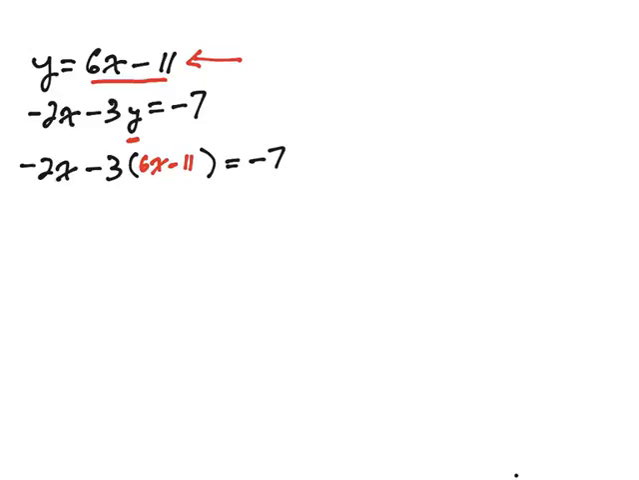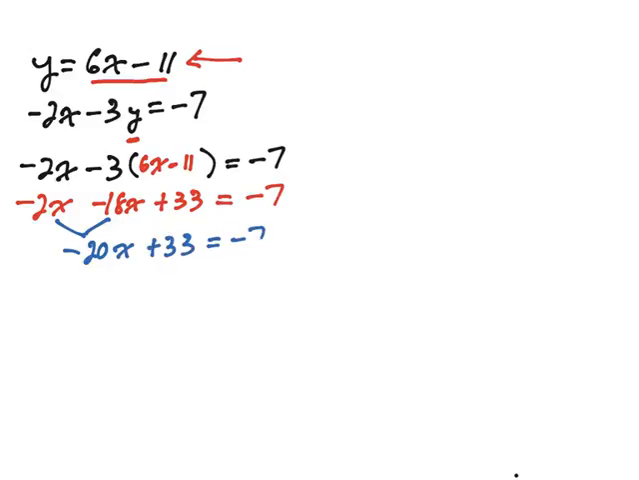Our first step here would be to distribute negative 3 times 6x minus 11. So we have here negative 3 times 6x is negative 18x. And negative 3 times negative 11 is positive 33. We need to copy down the rest of the equation. Okay, so we have negative 2x minus 18x plus 33 equals negative 7. Then we see here that we have like terms that we can combine. So negative 2x minus 18x becomes negative 20x plus 33 equals negative 7.